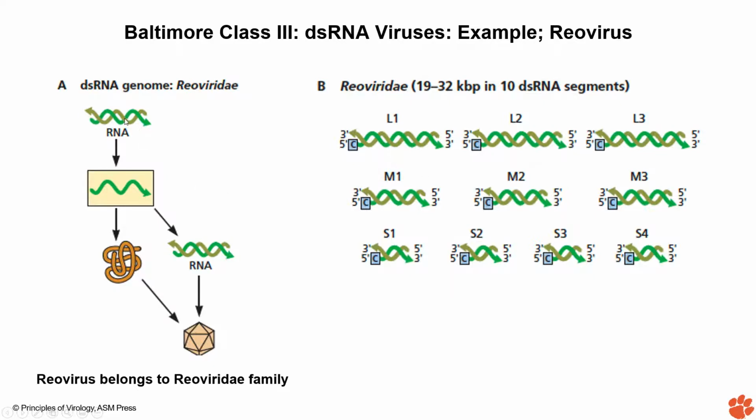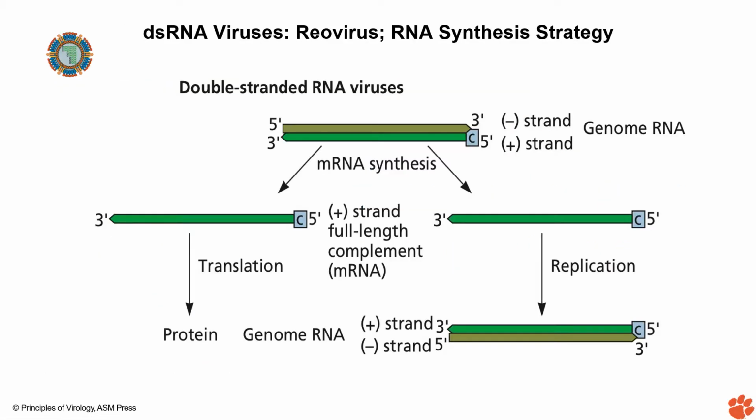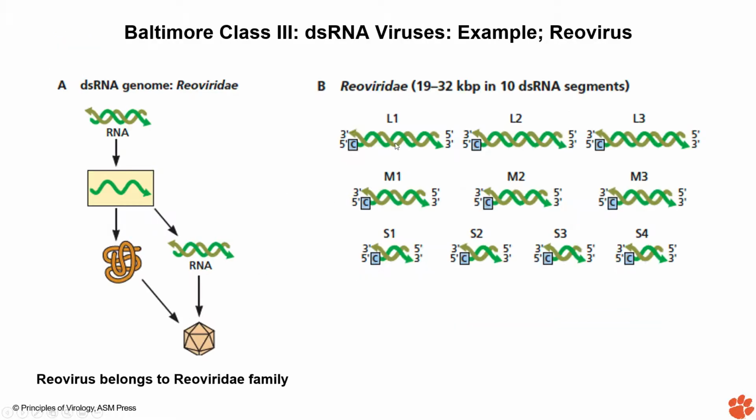Again, repeating, the green is the plus 5', 3' strand. That's what the mRNA is. And the olive is the minus 3', 5' strand. All right. So here, how it happens, you have the double-stranded RNA. RNA-dependent RNA polymerase makes mRNA from each of the segments. Remember that they are segmented. So you have 1, 2, 3, 4, 5, 6, 7, 8, 9, 10. And we're going to see that you can have maximum 12 segments, not more than that.